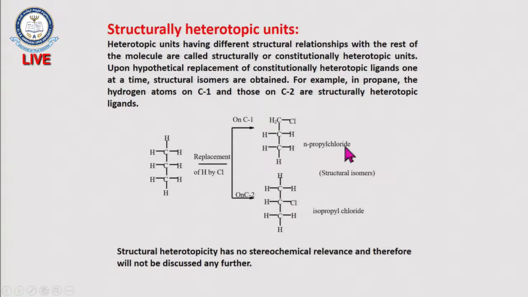On C1 replacement, we get 1-chloropropane, and in the next operation, replacing the C2 hydrogen with chlorine, we get 2-chloropropane. So these two compounds are structurally different. These are not homotopic, because here it is 1-chloropropane and here it is 2-chloropropane. Both are positional isomers, constitutional isomers. So these are not homotopic in nature.